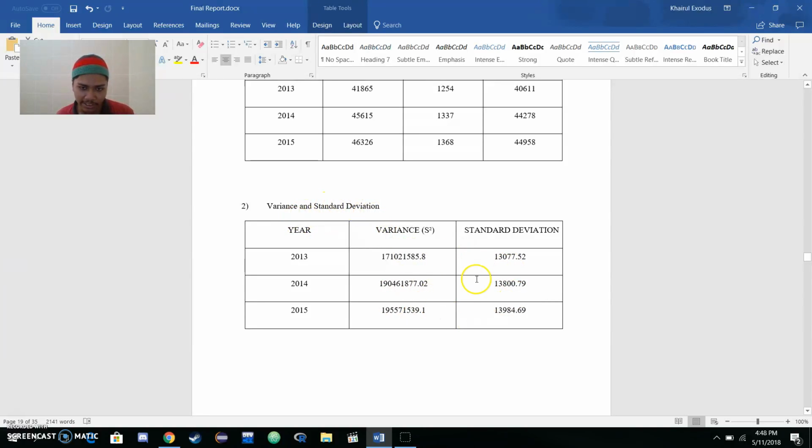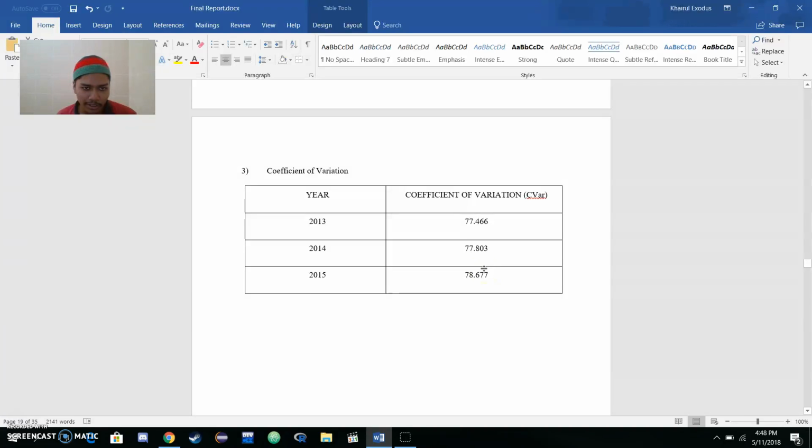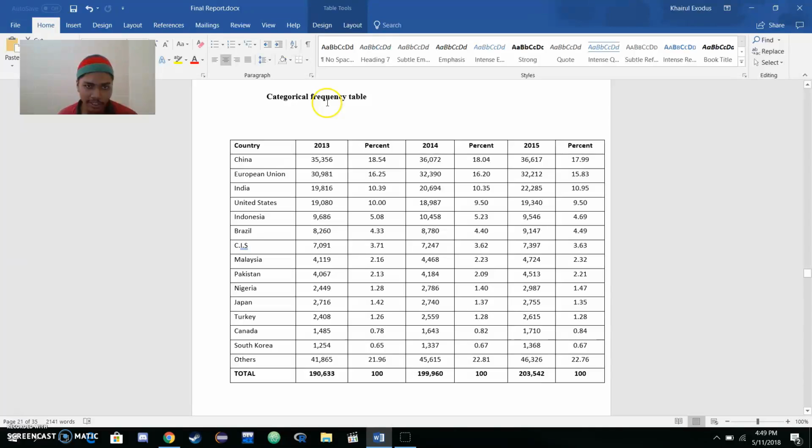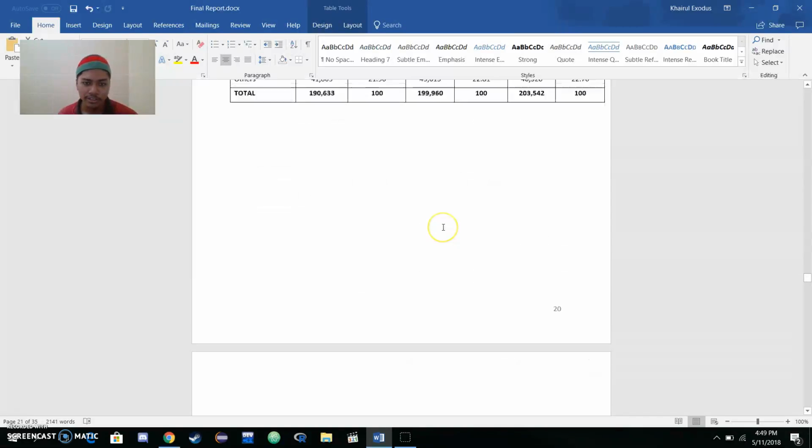So for our calculation, this is our result. It's a very long one, 17102158518 and such. Then we did the coefficient of variation from year 2013 until 2015. We also did a categorical frequency table, which gives the percentage for each. For example, 35,356 is 80.54% of the overall total, and the total of the percentages is 100. We did this calculation also using R coding.